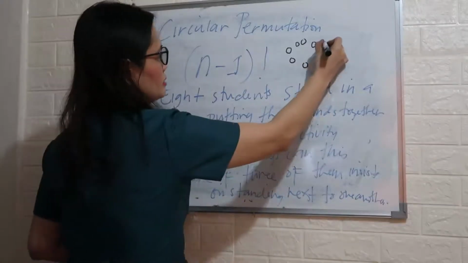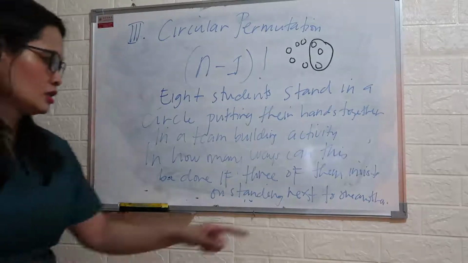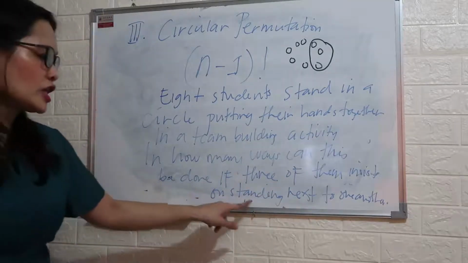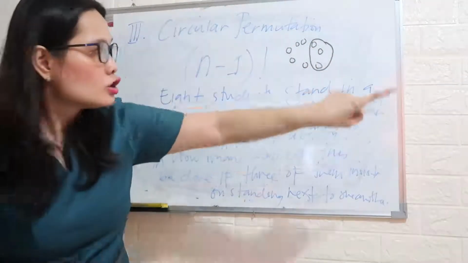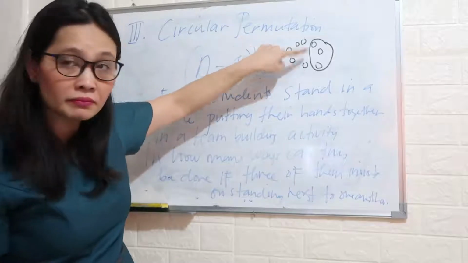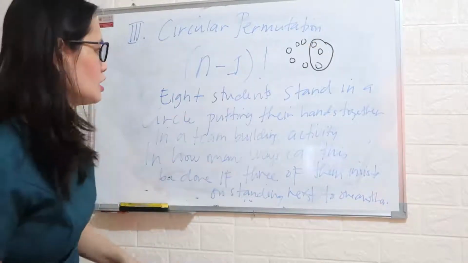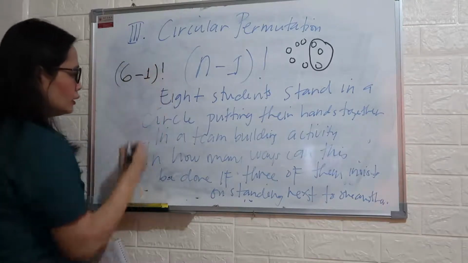Okay. And then the 3 insist on standing next to each other. So if the 3 insist on standing next to each other, you need to take it as 1. So how many na lang? 1, 2, 3, 4, 5, 6. So you do have 6 minus 1 factorial.